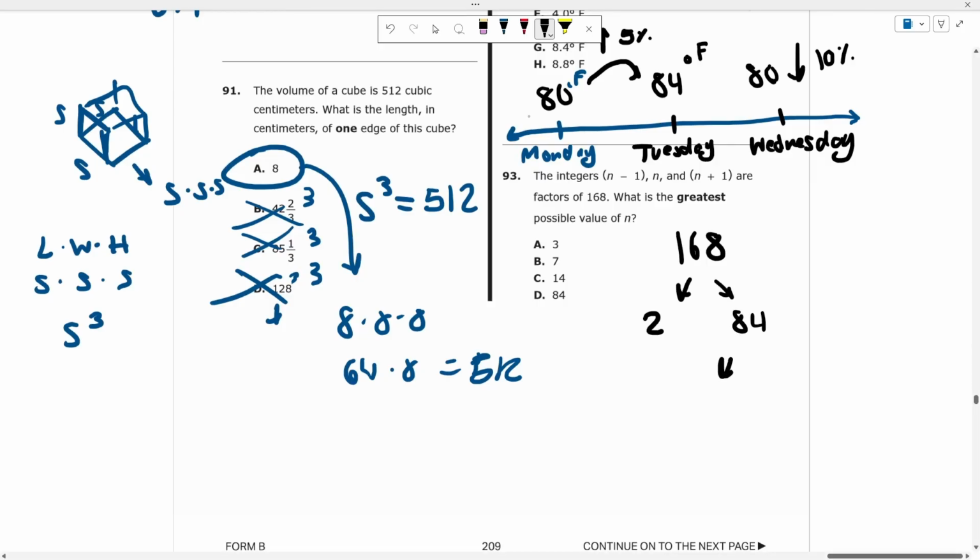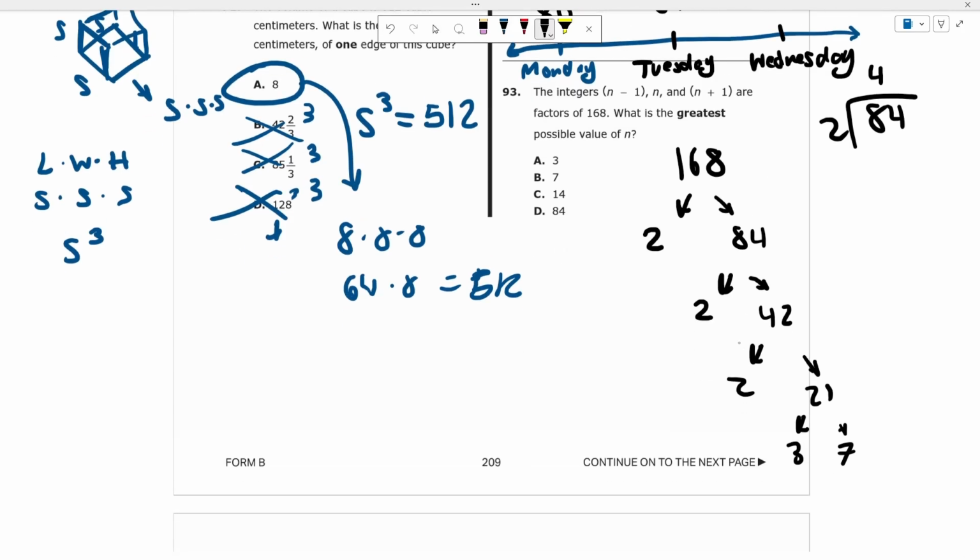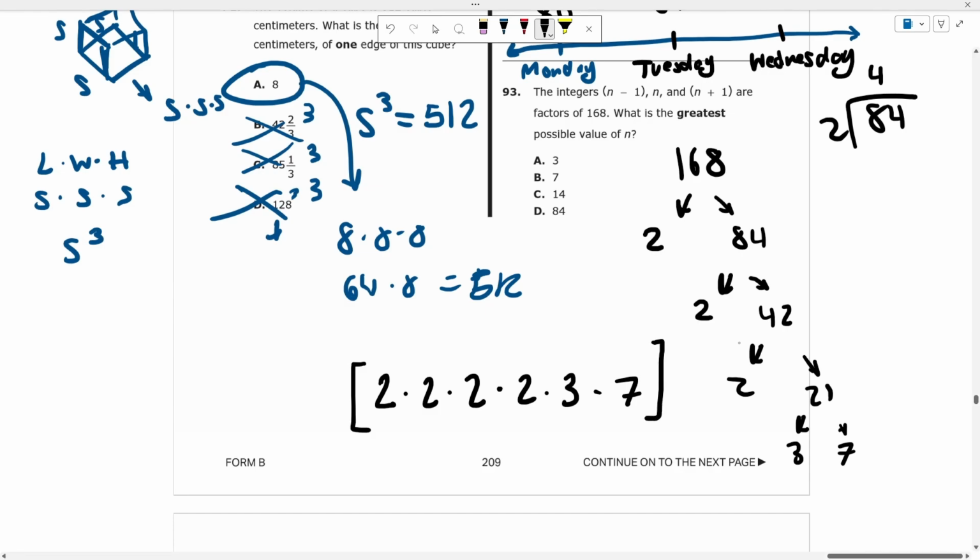84 is going to be equal to 42 times 2, so 2 and 42. 42 is going to equal 21 times 2, or 2 and 21. I'm going to write all my 2's on one side. So 2 and 21, and 21 is equal to 3 and 7. So the prime factorization of 168 is going to equal 2 times 2 times 2 times 3 times 7. And the reason why this is important is because if I multiply any of these numbers by each other, it's going to be a factor of 168.